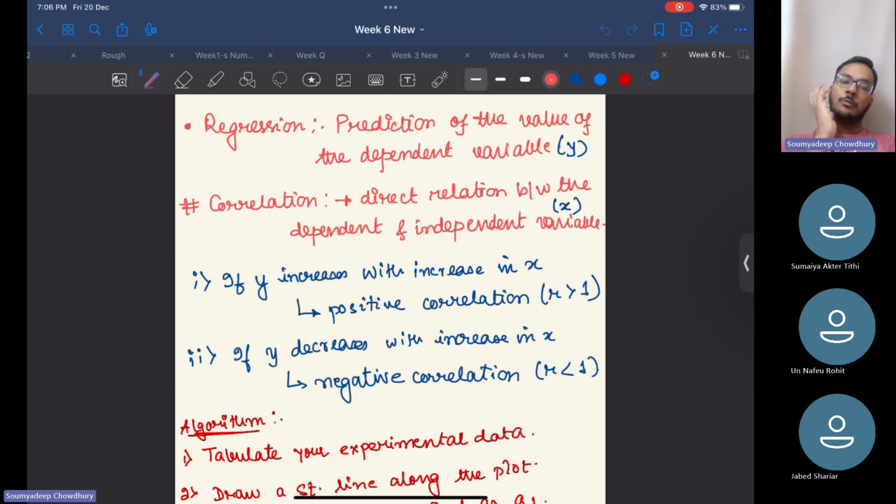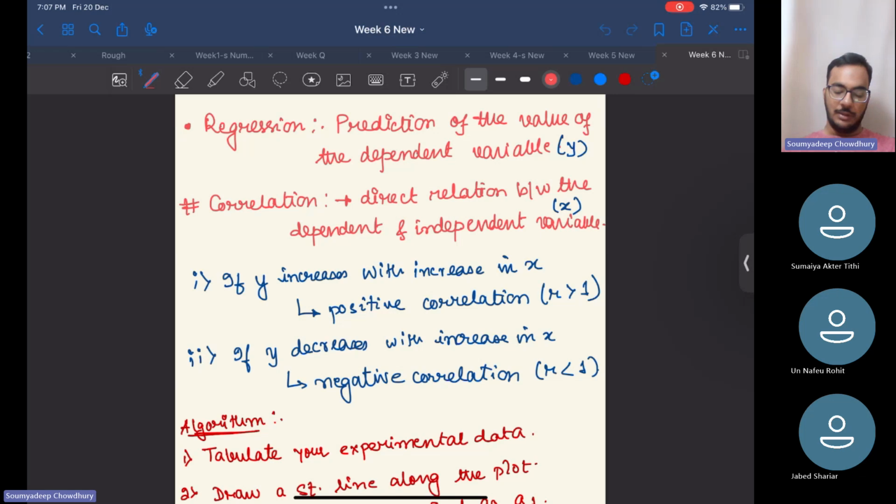So how good is your fit, or how good is your linear regression? That is denoted by a factor known as the correlation coefficient. If your correlation coefficient is close to 1, that means your fit is very accurate. The more it deviates from 1, the less accurate is your fit.